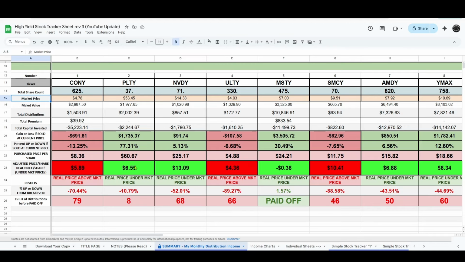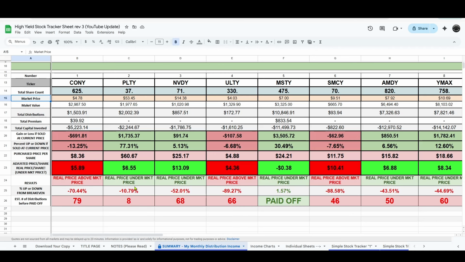But if it's green, then that means that your real price per share or your adjusted price per share is under the current market price. And if you did buy, you would end up raising your real price per share. And in my method, I do not want to do that. I only want to lower my real price per share. I do not want to raise it.